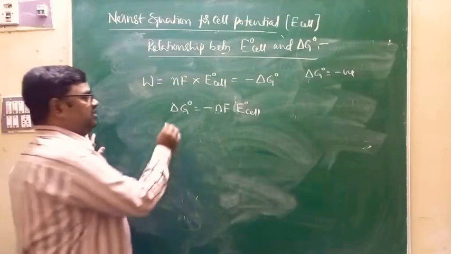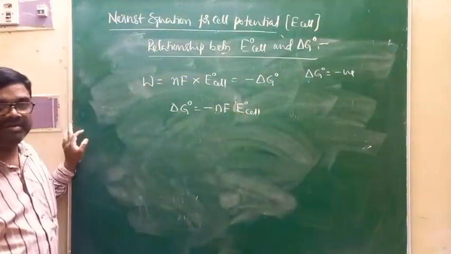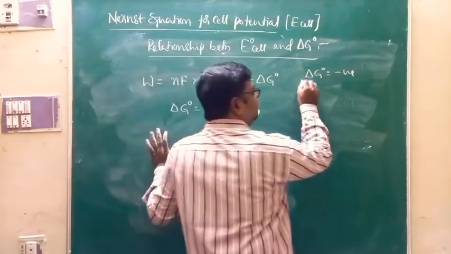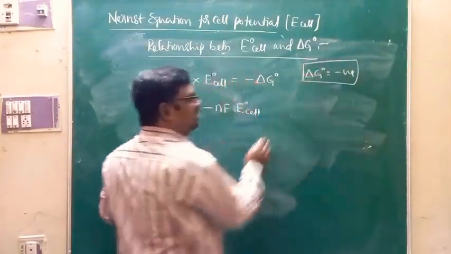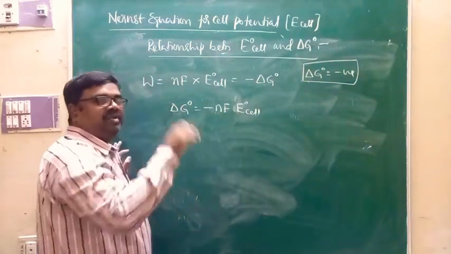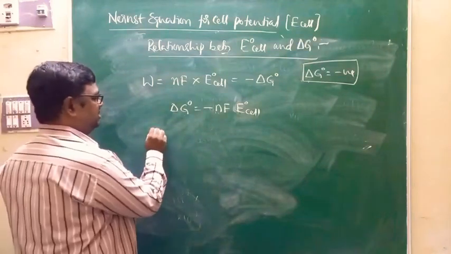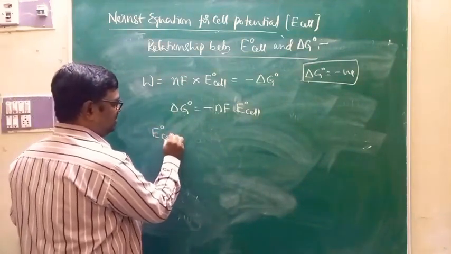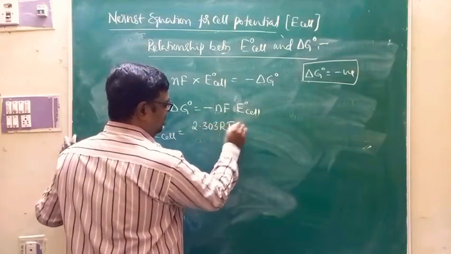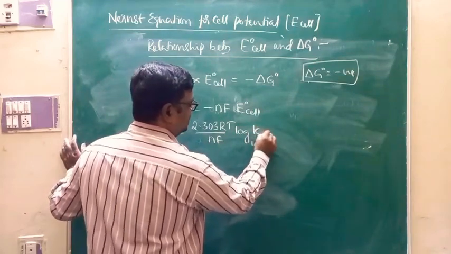Now see, if delta G naught is negative, E naught of cell is positive. During a spontaneous process delta G naught is negative, which means E naught of cell is positive for the spontaneous reaction going on in galvanic cells. And of course E naught of cell is equal to 2.303 RT by nF log to the base 10 of the equilibrium constant.